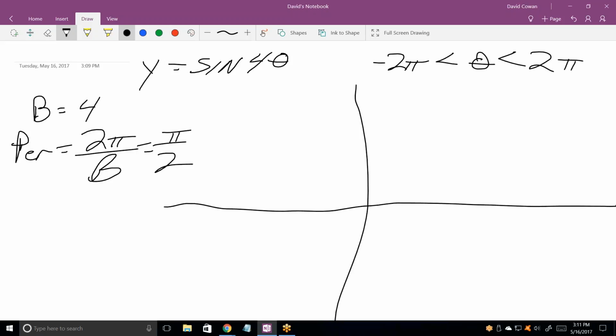So I'm graphing the sine function. There's no phase shift. There's no amplitude shift. There's no vertical shift. It's going to start right there and end right there at pi over 2. And you have to quarter that up. In other words, that's pi over 4, that's pi over 8, and that's 3 pi over 8.